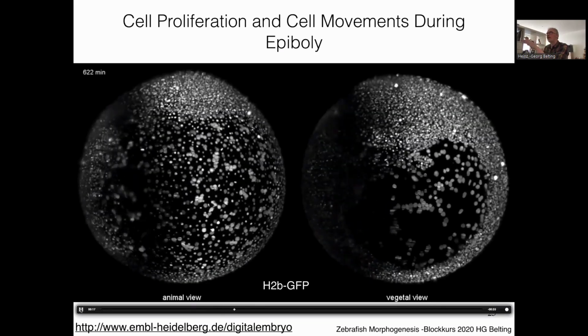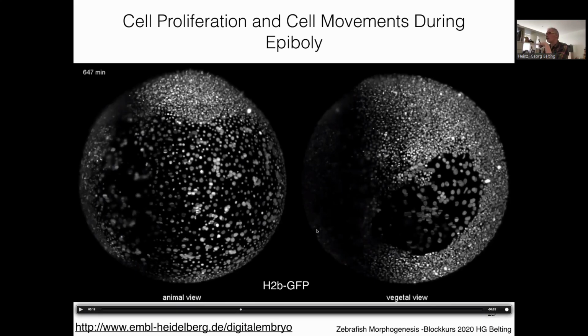So this is the end of gastrulation. Actually during this stage, of course, you have already formation of the body axis. So this would be the dorsal side. This is where the head is forming, and this is where the tail is forming.